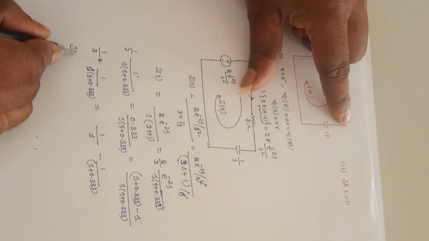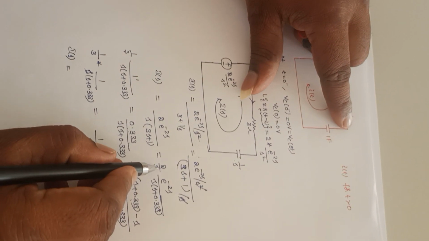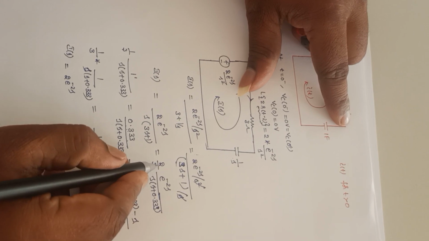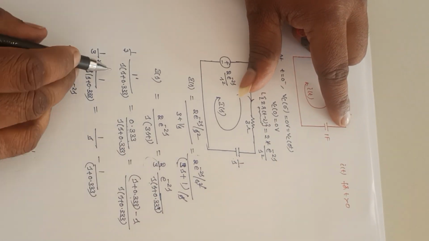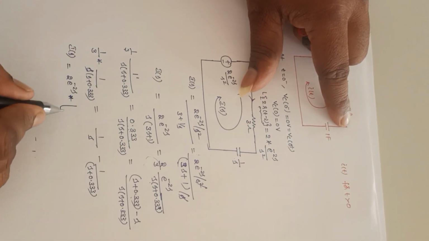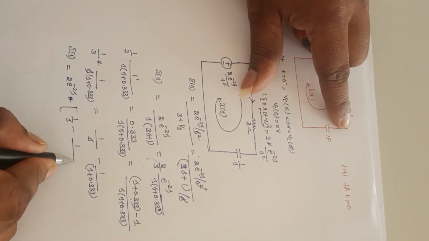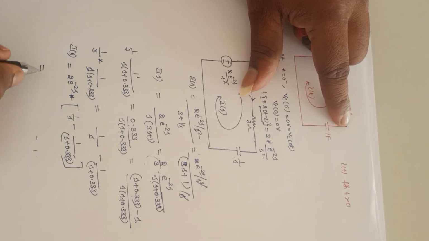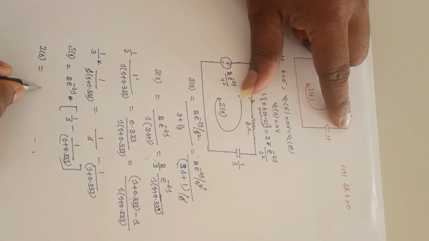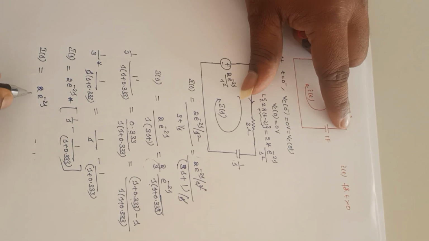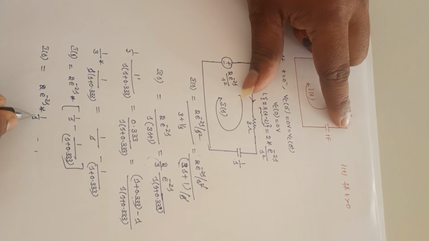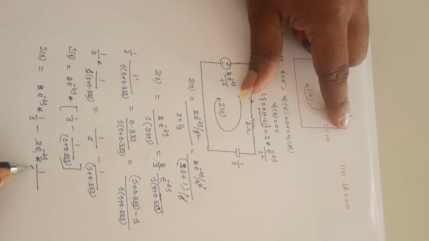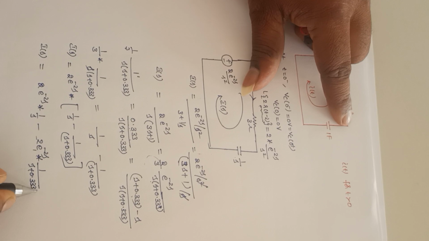So now I of s is equal to 2 into e power minus 2s, 2 into e power minus 2s. So this 1 by 3 into s into s plus 3, I can write as 1 by s minus 1 by s plus 0.333. It is I of s is equal to now 2 into e power minus 2s into 1 by s minus 2 into e power minus 2s into 1 by s plus 0.333.